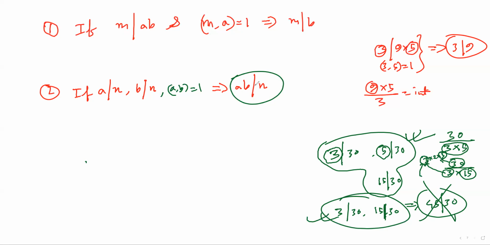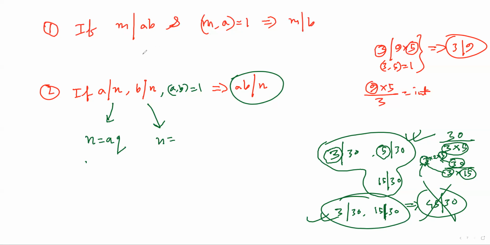I showed this by example, but you can prove all these ideas using one or two lines of logic. For example, in this case, let's try to prove it analytically. From A divides N, you can write that N is some multiple of A, for example, that integer multiple is Q. And B divides N means N is some multiple of B as well.